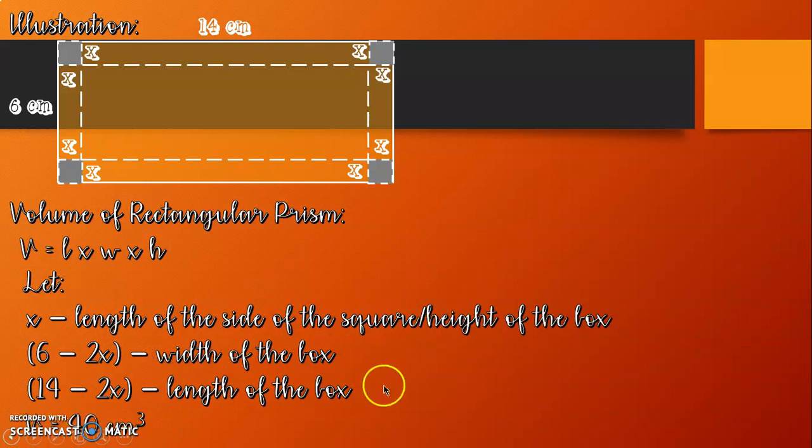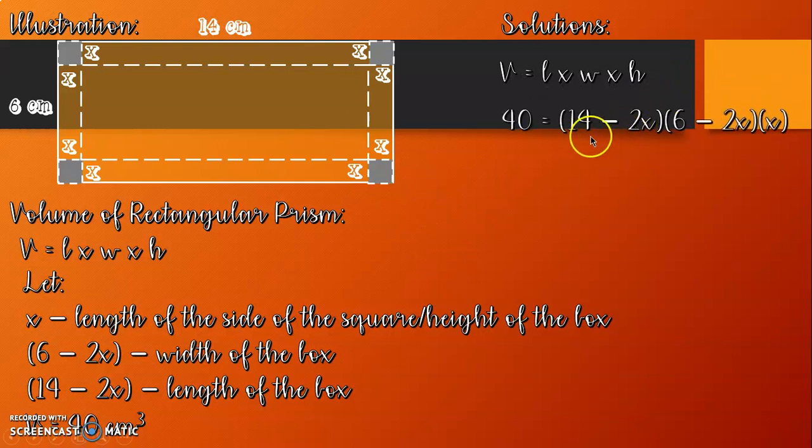Then the volume is given, which is 40 cubic centimeters. Let us make an equation out of this. We know that the volume is length times width times height. So, let us substitute all of these in the formula. The length is 14 minus 2x, and the width is 6 minus 2x, times the height x. And the volume is equal to 40.